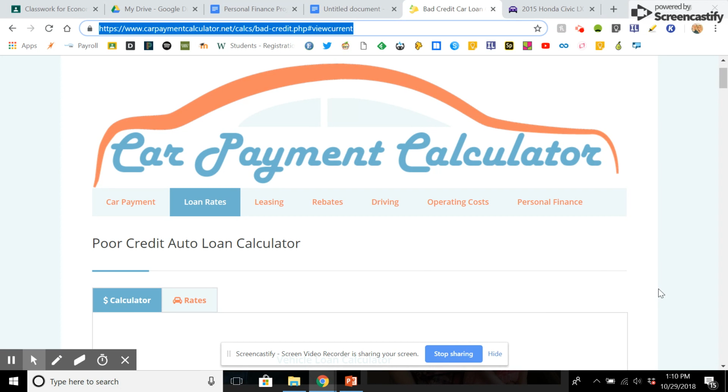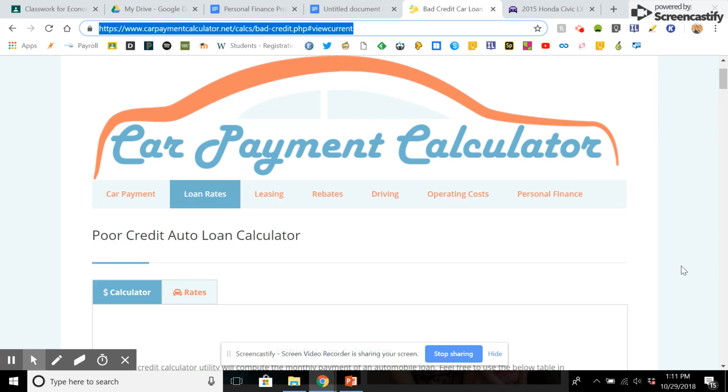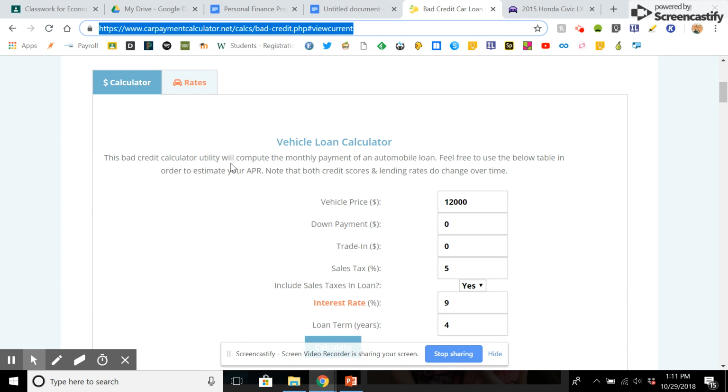Now, some of you may ask, why are we going to use the poor credit calculator? And the answer is because we're going to assume that you are coming straight out of college, which means that you're not going to have a really big credit history. That doesn't mean that you've been irresponsible. It just means that at this point, you haven't done a lot of things. You haven't bought a car yet. This is your first kind of experience. So your credit will not show up as high.